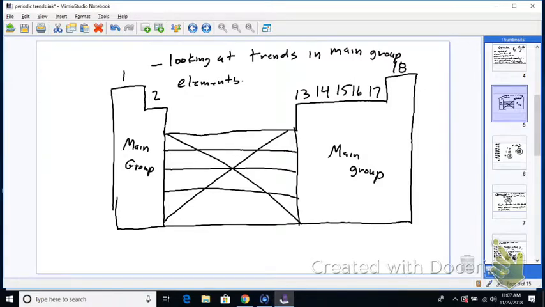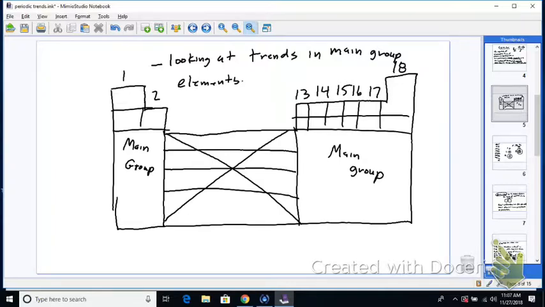When I give you guys a spreadsheet, it's groups 1 and 2, group 13 through 18. That's all I'm giving you information on. So when we look at a period trend, it goes across. Okay, period trend would be going across.